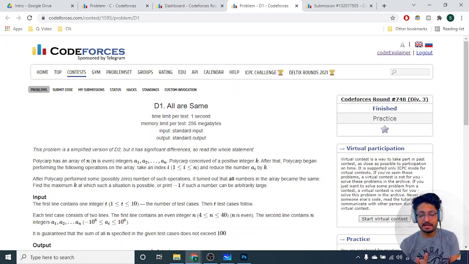Now you have to find the maximum k value such that you can perform this operation. So you have to choose a maximum k such that if you subtract k from the numbers any number of times, all the numbers become equal. And if you cannot do that, then the answer is -1.